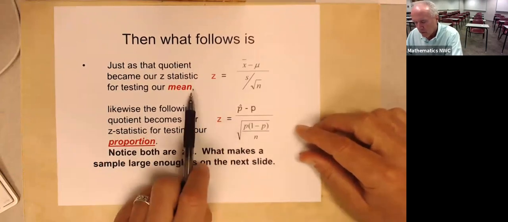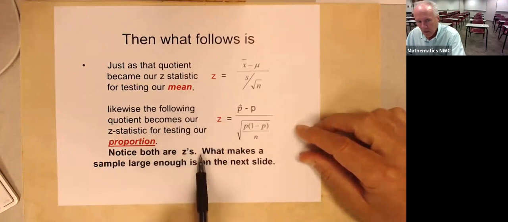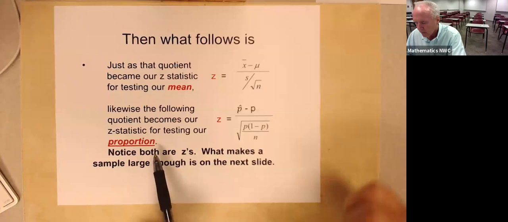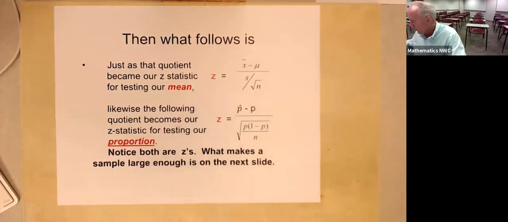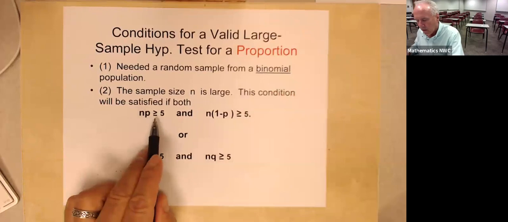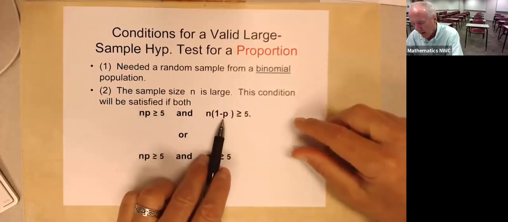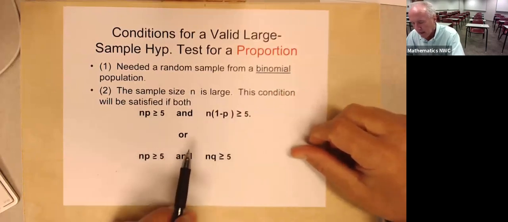The Z up here was for means. It meant that N had to be greater than or equal to 30. What makes a Z available for us with proportions is not whether N was greater than or equal to 30, but rather, you recall, it was NP greater than or equal to 5, or N times 1 minus P, the complement, greater than or equal to 5, written like that.